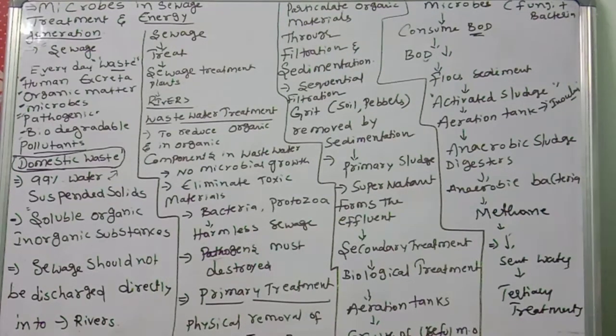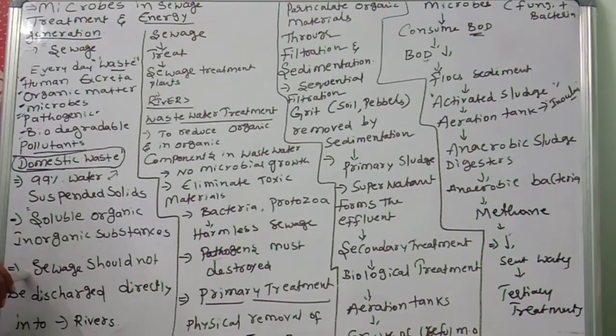Okay, children, once again, listen very carefully. We are discussing sewage water treatment, and also energy generation, right? First, what is sewage? Everyday waste, consisting of human excreta, organic matter, microbes, pathogens, and biodegradable pollutants. What about domestic waste, regular home waste? It is 99% water, with suspended solids and soluble organic and inorganic substances.